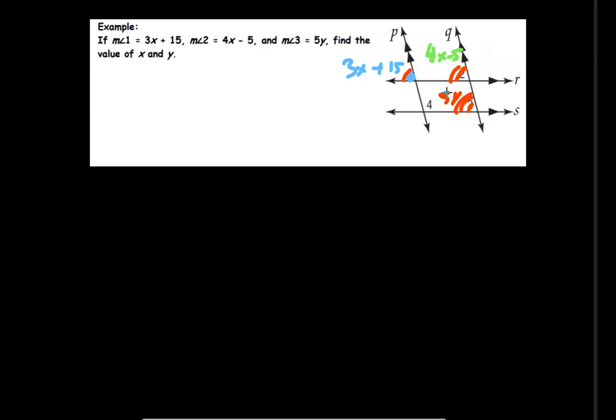So let's get this clear. These arrows here mean that these two lines are parallel, because they both have 2 arrows. These arrows mean that these two lines are parallel, because they both have 1 arrow. So these two lines are parallel. I know that this angle is corresponding to this one. So 3x plus 15 is equal to 4x subtract 5, because those two are corresponding angles.